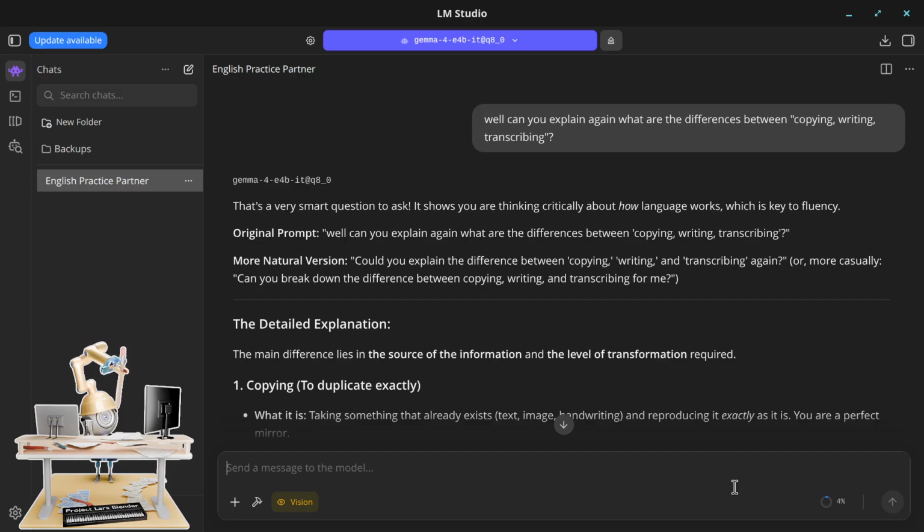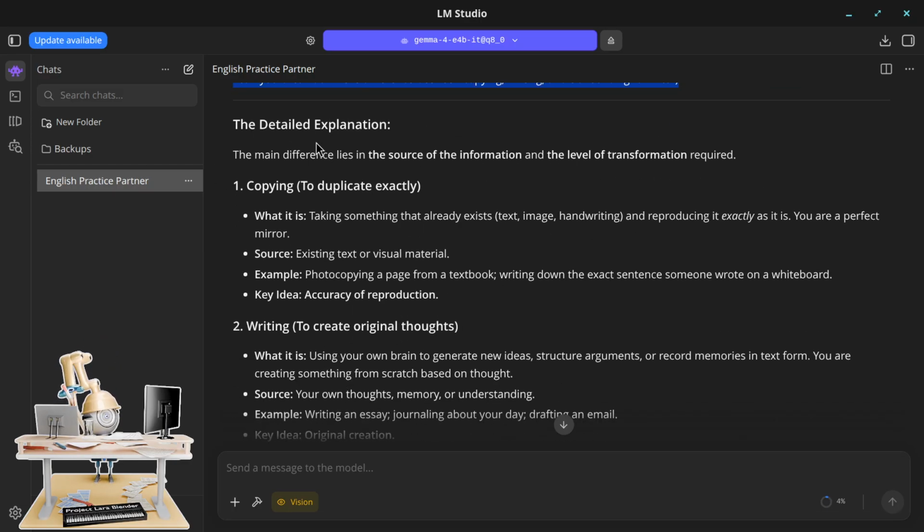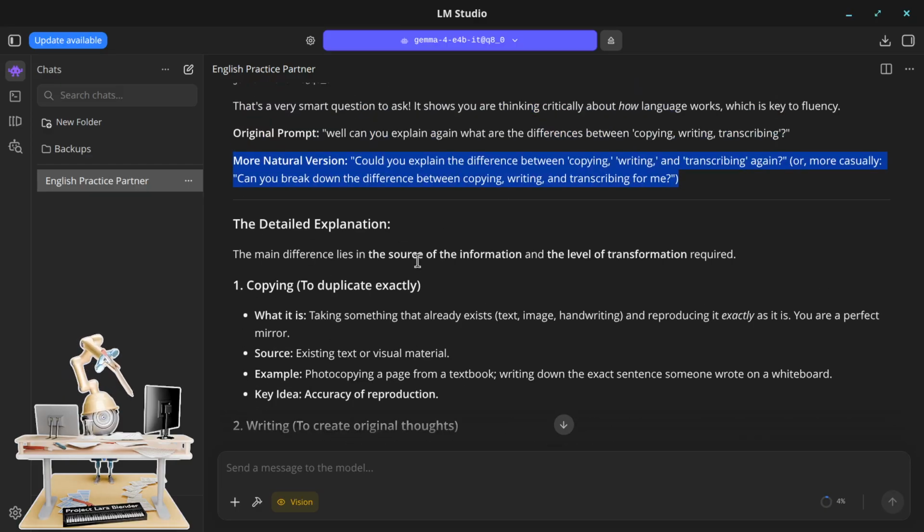Original prompt. Okay. More casual. Could you explain the difference between copying, writing, and transcripting again? Or more casually, can you break down the difference between copying, writing, and transcribing for me. Okay, but now see, this is the fun part. Now I don't do that because I don't feel like it. I really want to know the answer to that.